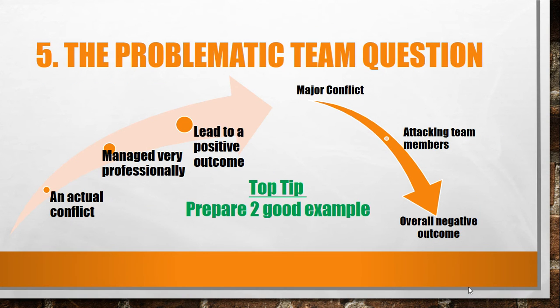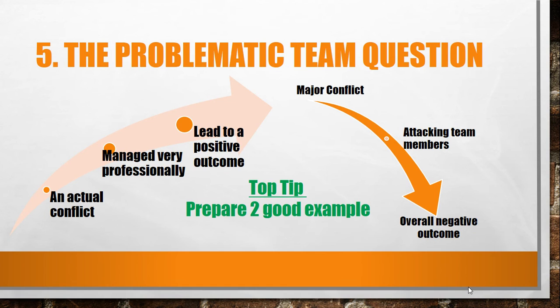So let's look at the final question, the problematic team question. So this is the case where you've worked in a team and something went wrong. So the question might be, describe a time that you worked in a team that there was conflict, or you experienced conflict in a team working situation, or someone wasn't working very well in a team. That's a classic interview question. And there's a good and a bad way to answer it.